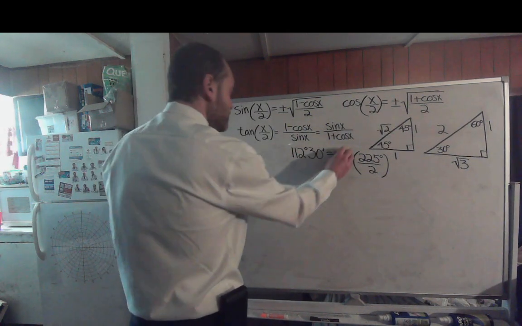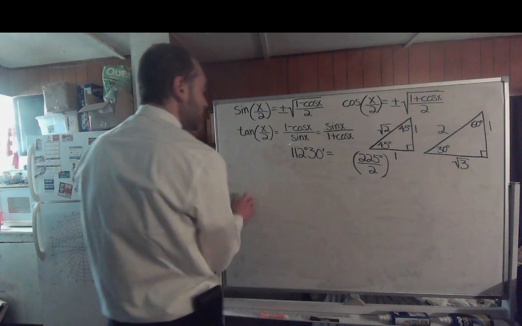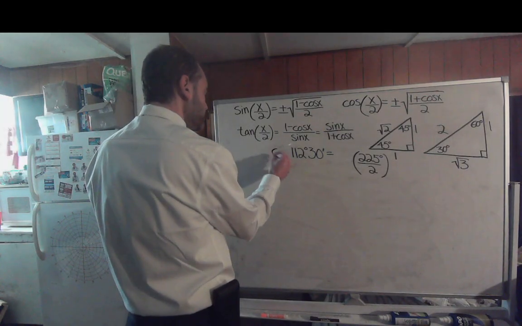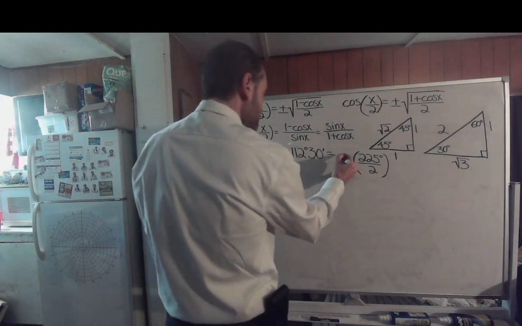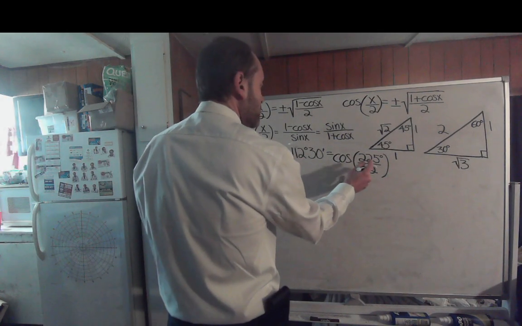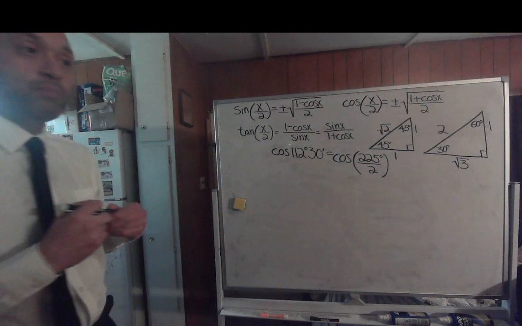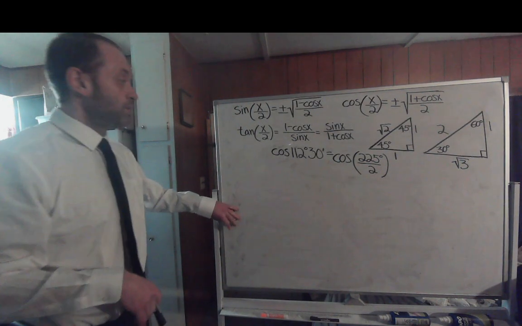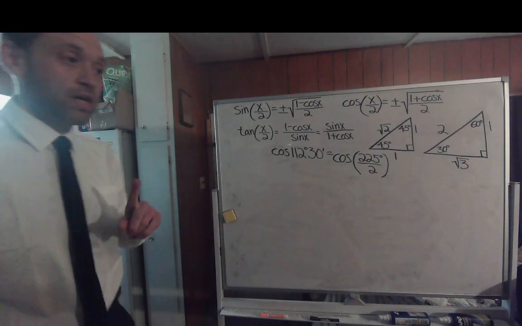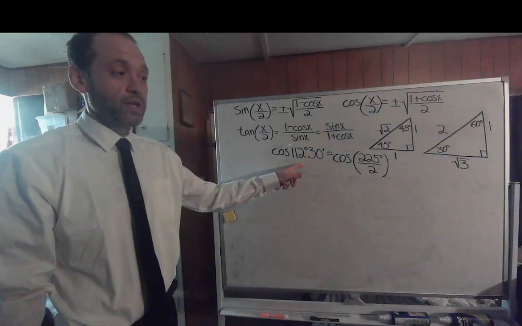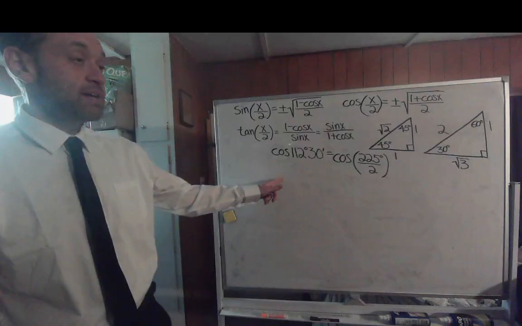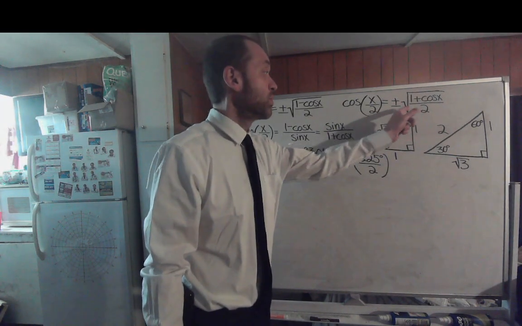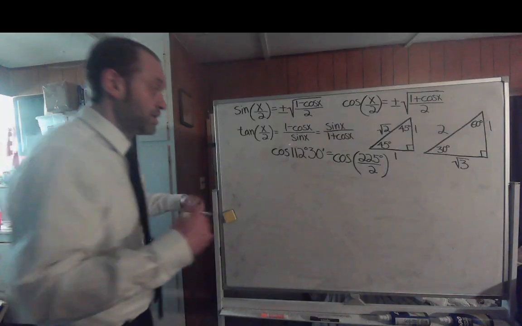So let's just change the function here. Now we are going to find the cosine of 112 degrees 30 minutes, which is the same as the cosine of 225 degrees divided by 2. Well, now here's the thing. What quadrant is 112 degrees 30 minutes in? It's actually in the second quadrant, which means this time we're going to have to take the negative of the square root, since it's in the second quadrant.